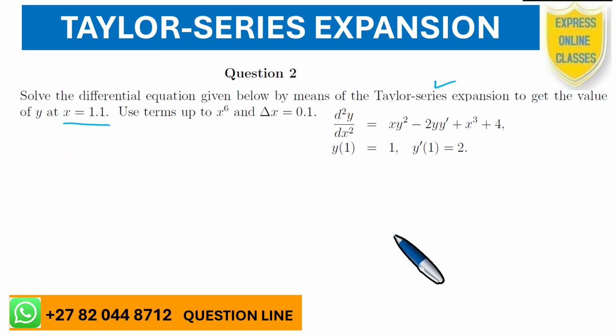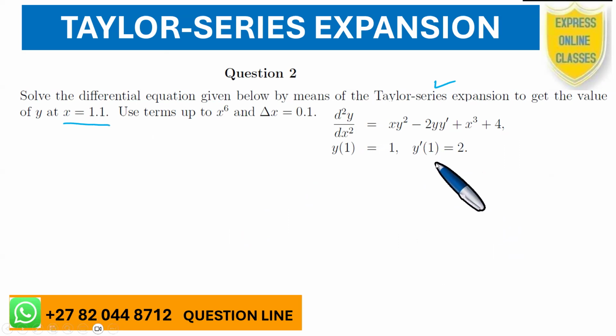Ordinarily, in the exam, you meet the Taylor series expansion, or you meet the Euler, or you meet both. So to get the value of this, if this is a differential equation given, these are the two initial values: y at 1 equals 1, and y prime at 1 equals 2. And we want to solve this particular problem step by step. We get started as follows.